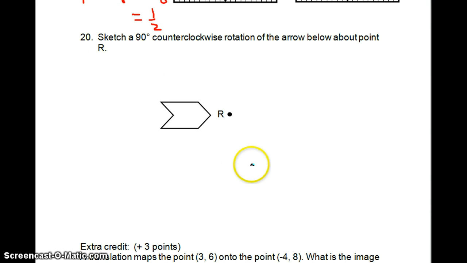20. Sketch a 90-degree counterclockwise rotation of the arrow below about point R. About or around means the same thing. So we're going 90 degrees counterclockwise. So counterclockwise is going to be going around this way. We know the whole circle is 360, so if we just want to go 90, we're going to go down to here. Okay, and let's just sketch the figure. And that is 90 degrees counterclockwise around point R. And that is the end of your Unit 9 test review for transformations.